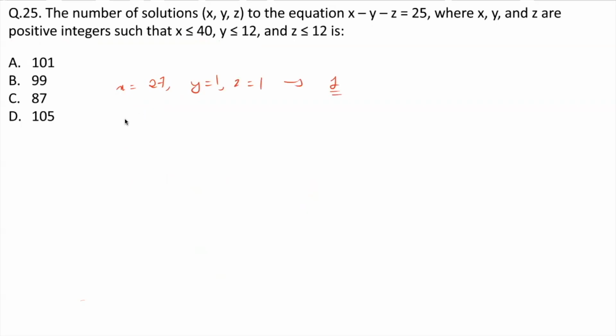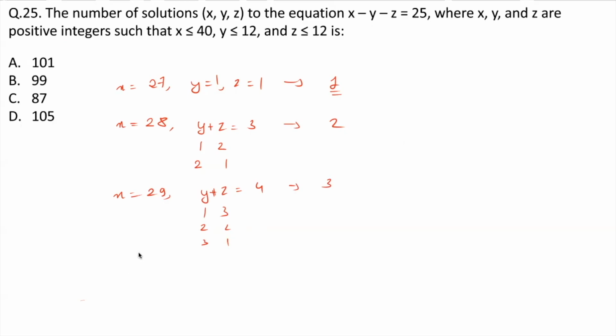Now, the next case we can consider is when x is equal to 28. When we do that, guys, we are going to get 28 minus y plus z is 25, or we will get y plus z is equal to 3. Now, this will give me two solutions: 1, 2 for y and z respectively, and 2, 1 for y and z respectively. Right? So I have two solutions. What if x is 29? That will give me 29 minus y plus z is 25. I will get y plus z is equal to 4. Now this has three solutions.